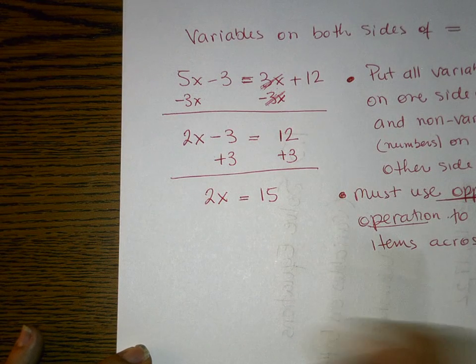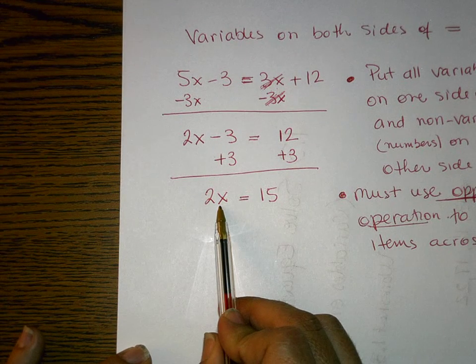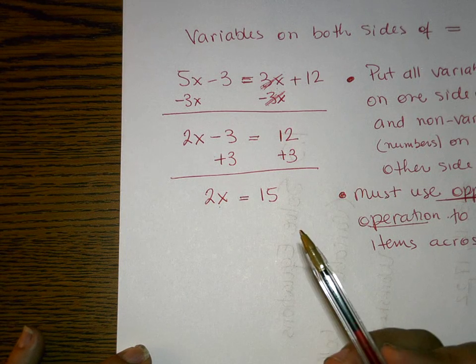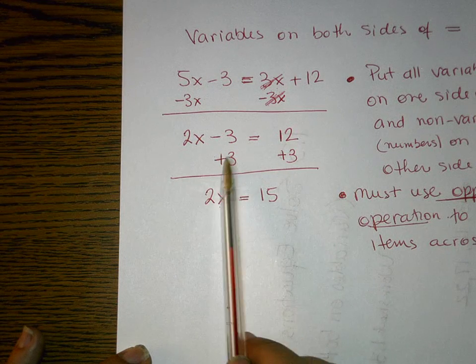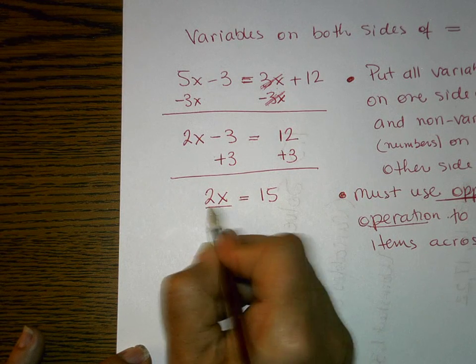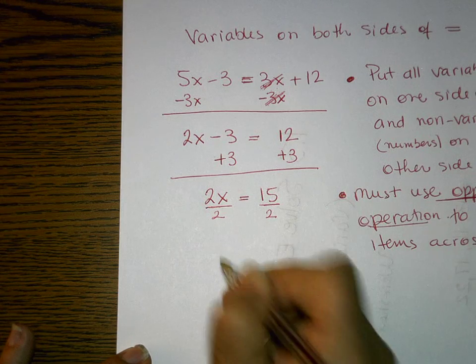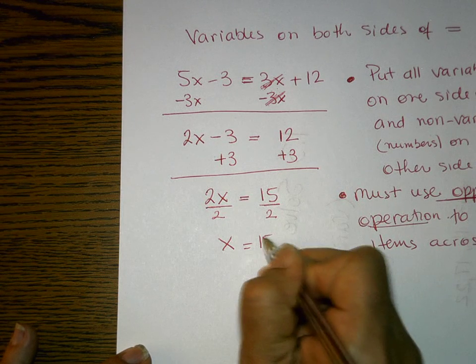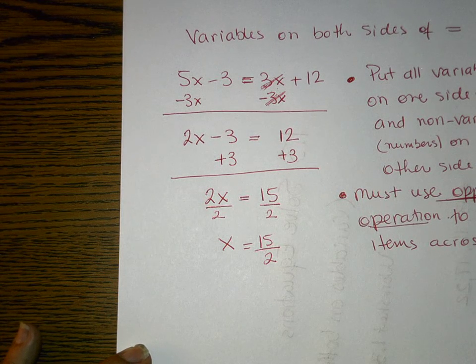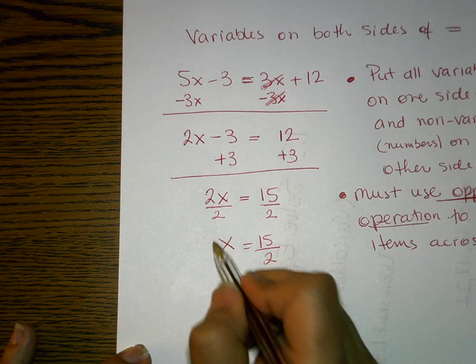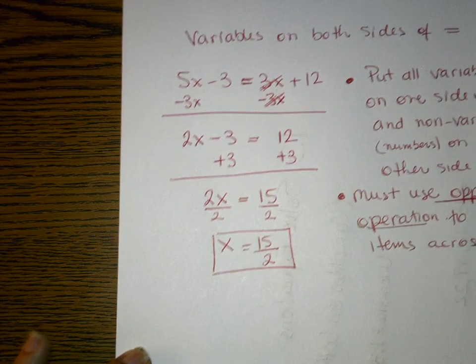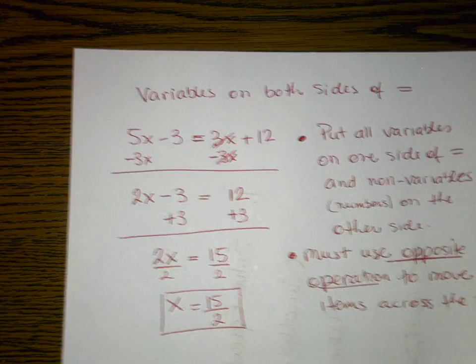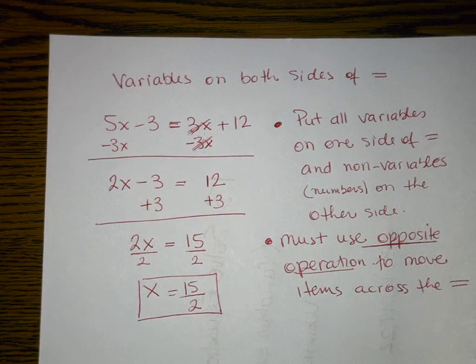Now to get the variable by itself, like we learned in the previous video, we must use order of operations backwards, right? The PEMDAS backwards, and that's exactly what we were doing here. Subtract, and now divide by 2. Divided by 2, and x equals 15 over 2. It's not a nice, clean answer, but it is an answer, okay? So there you go. There's our answer. So remember, we started with variables on both sides. We just need to get them all put on one side, okay?